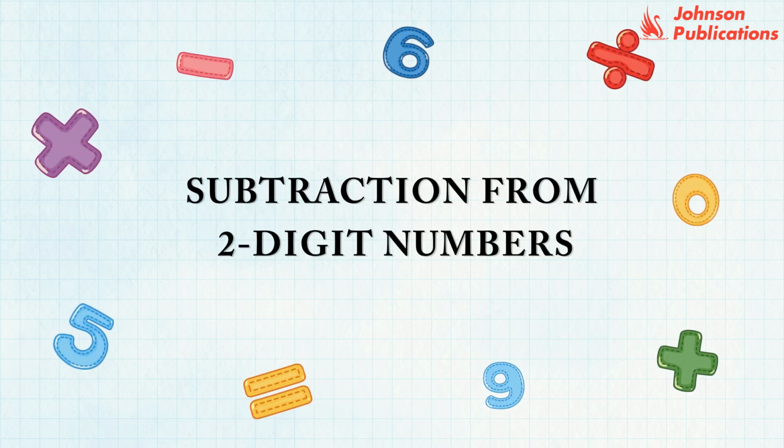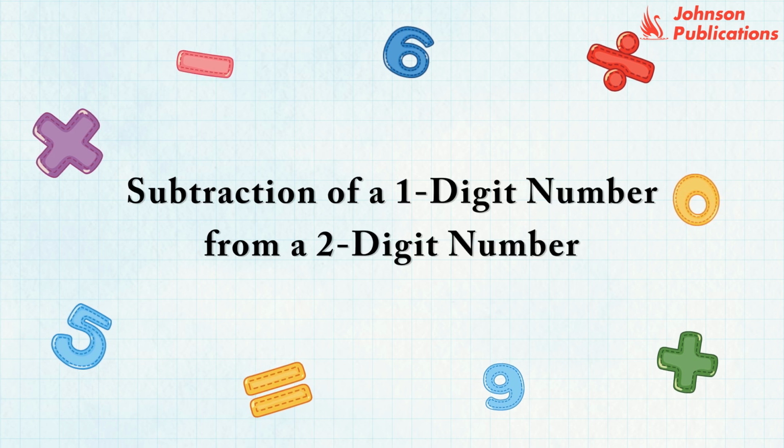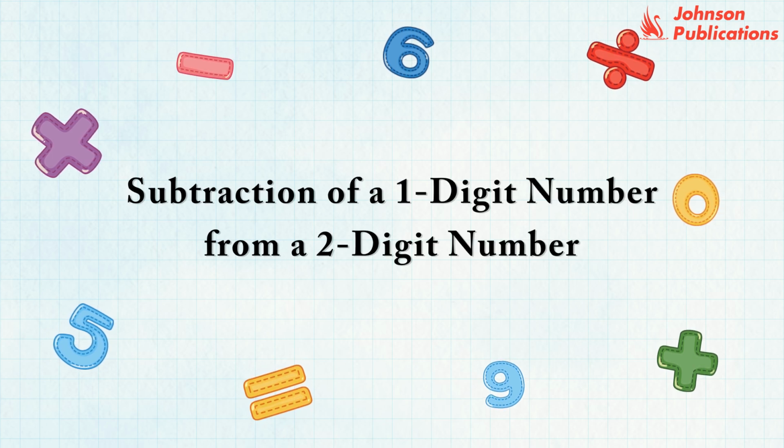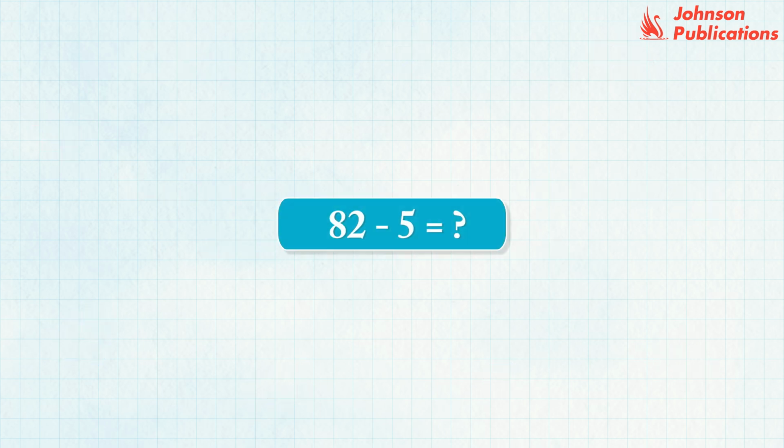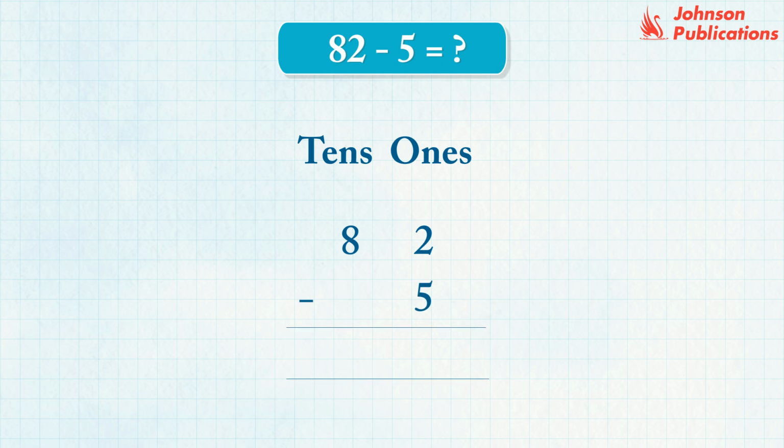Subtraction from 2-digit numbers. Let us first understand the subtraction of a 1-digit number from a 2-digit number. Subtract 82 minus 5. Step 1. Arrange the numbers in columns according to their place value. 5 cannot be subtracted from 2, so borrowing 1 ten from the tens place is helpful. Step 2. 10 plus 2 ones is equal to 12 ones.